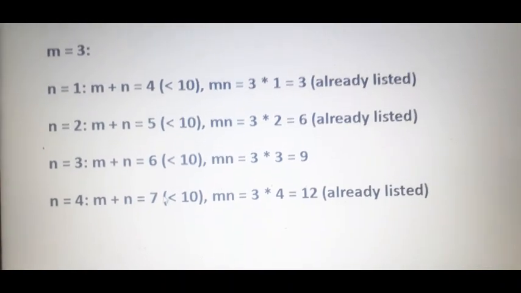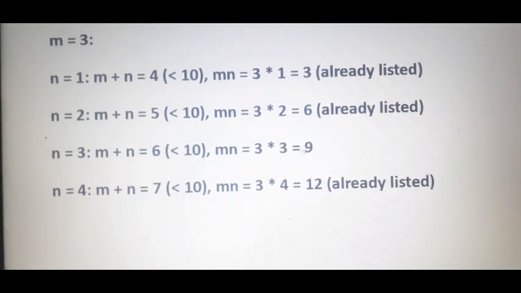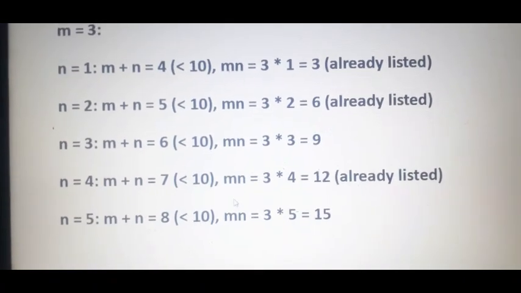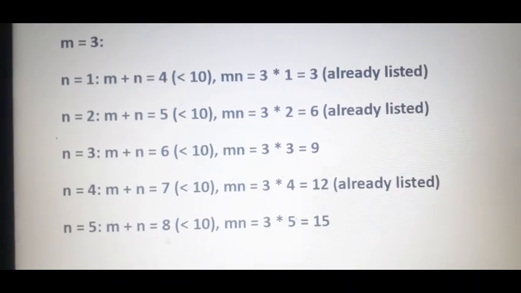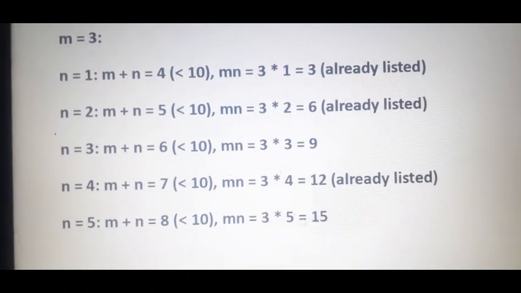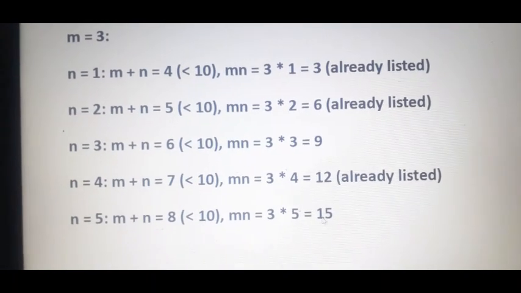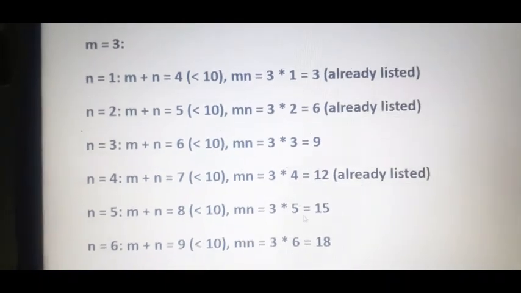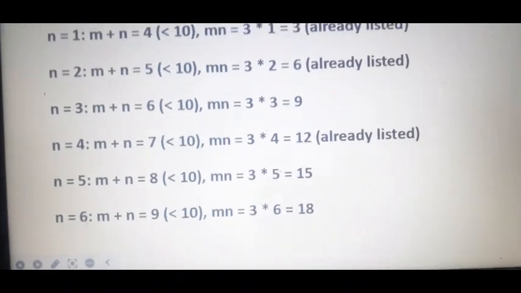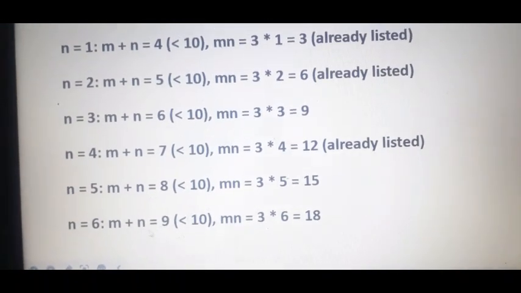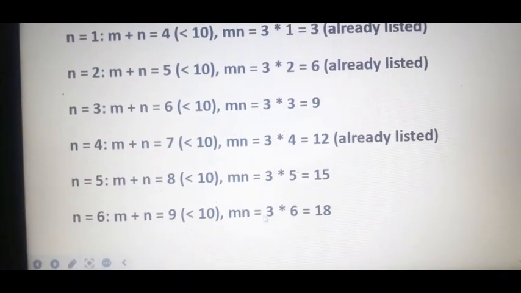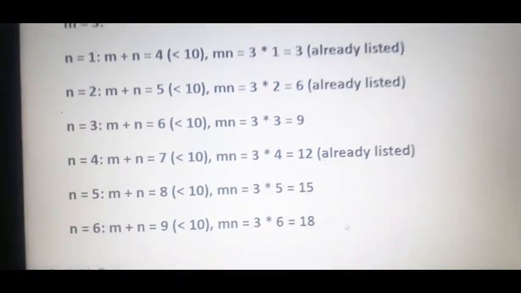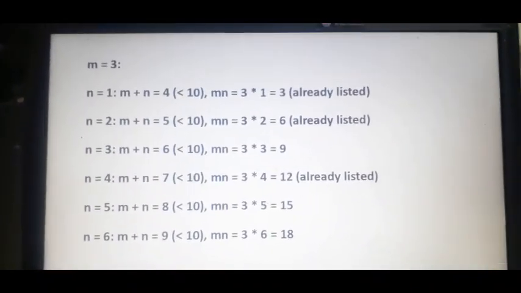If n is 4, 12 is already listed. If n is 5, 5 plus 3 is 8, which is less than 10, and the product of 3 and 5 is 15, which is not listed there. If n is 6, 6 plus 3 is 9, which is less than 10, but 3 times 6 is 18, and 18 is also not listed.